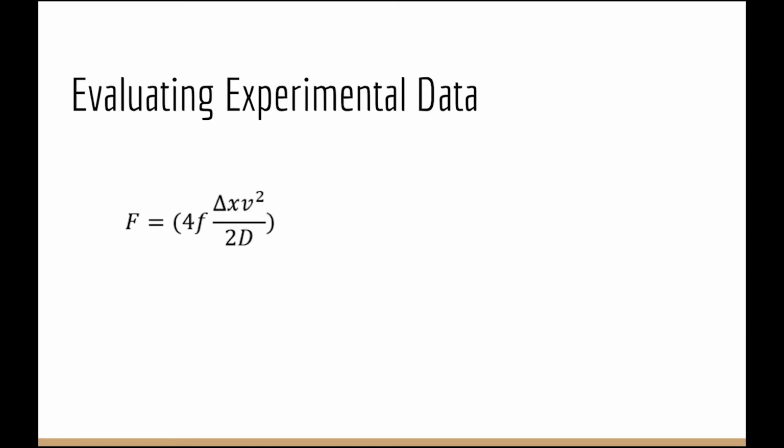In order to find the friction factor from our experimental data, we use the following equation, where delta x is the length of the pipe, v squared is the velocity of the fluid, and d is the diameter. The friction factor shown here is dimensionless and is called the Fanning friction factor. Another common friction factor is the Darcy-Weisbach, which is 4 times the Fanning friction factor.